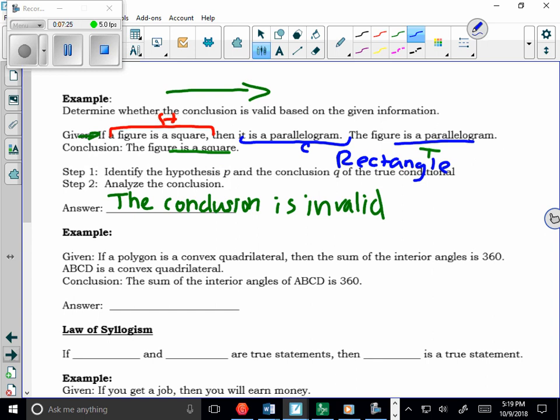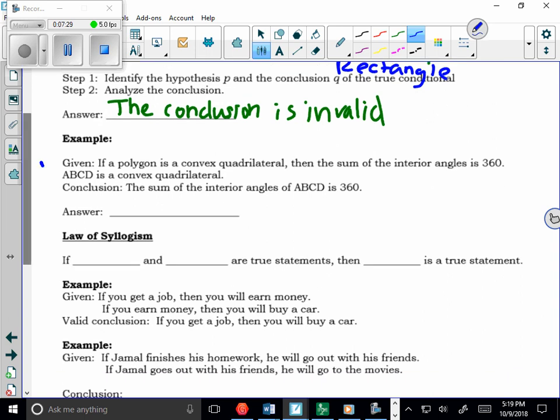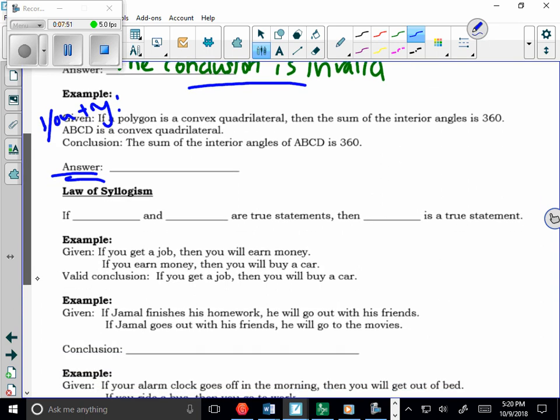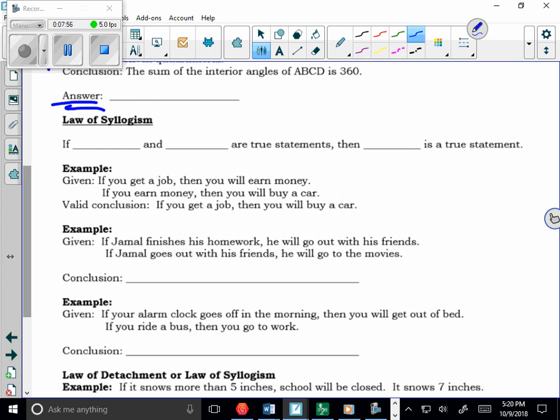So why don't you guys try this one right here. If a polygon is a convex quadrilateral, and see what answer you can come up with. Remember, your answer is basically either going to be, yep, this checks out, this is a valid conclusion, or like what we did up here, the conclusion is not valid. So those are pretty much your two options. So pause the video and try and get that done. And once you're back, let's take a look at this final law that we've got.